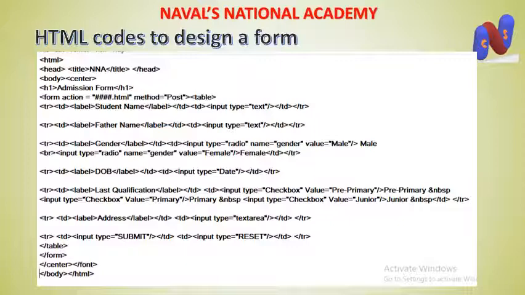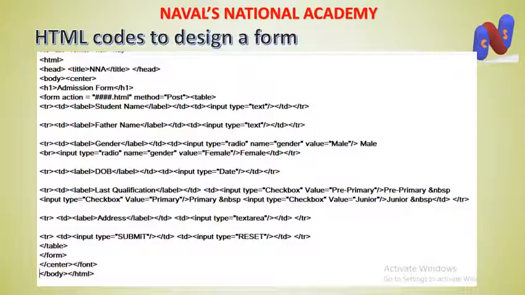Then I have used BR to change the line and to provide a second radio button with input type equal to radio. The name will be gender only. We keep the same name because by keeping the same name we can select only one radio button at a time. That's why I have used the same name, gender, for both radio buttons.